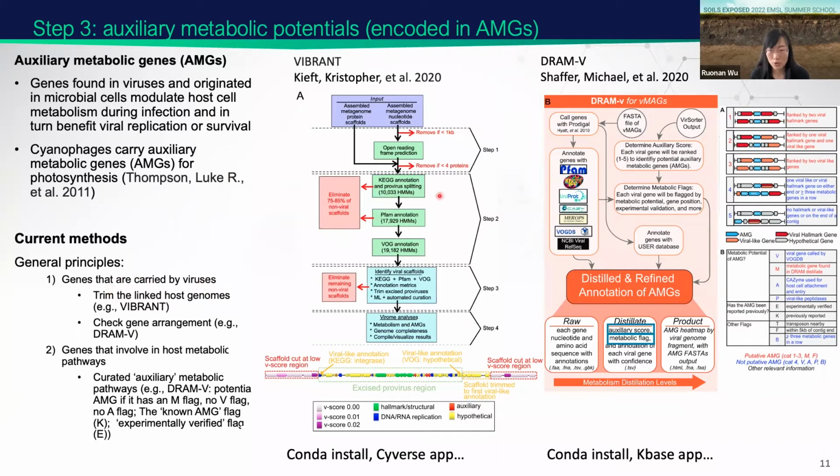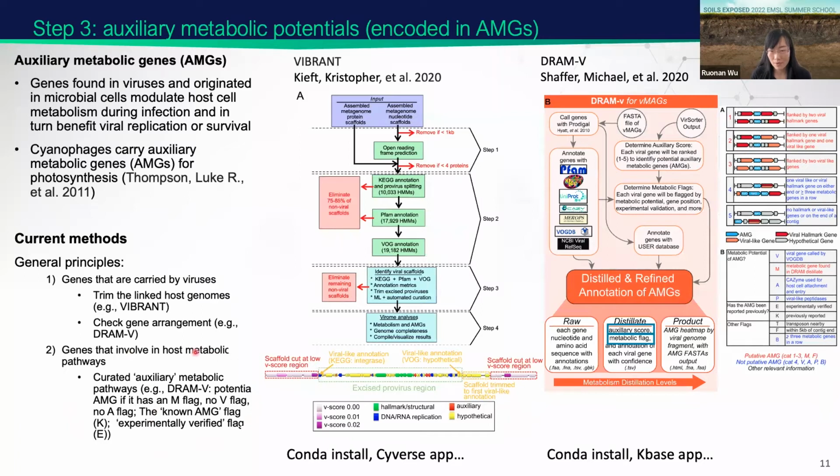VIBRANT will trim the non-viral regions before searching for the putative AMGs to make sure the genes are from viral regions. Then DRAM-v will only take the contigs that are identified as viral sequences without contamination of host genomes from VirSorter output, and also carefully examine the gene arrangement along the viral contigs to make sure the putative AMGs have viral genes both upstream and downstream.